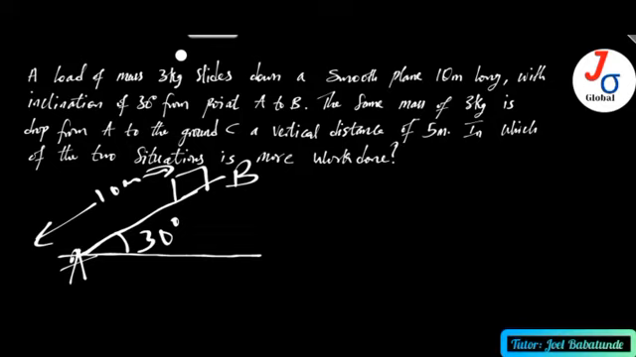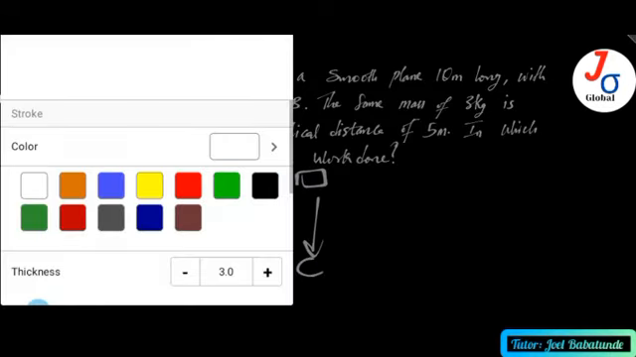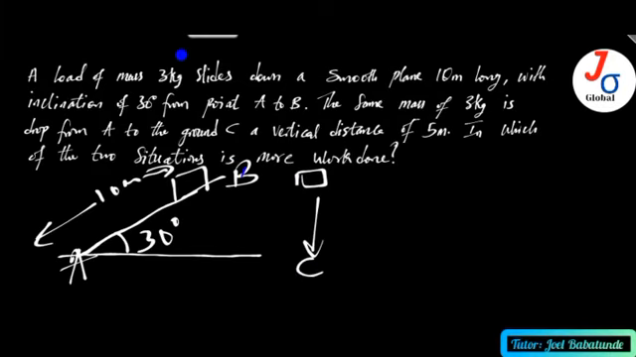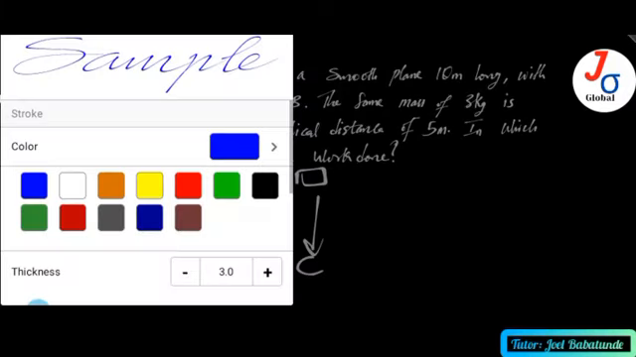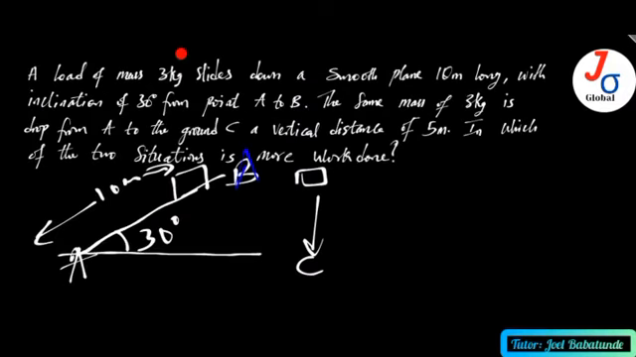The same mass is dropped from point. Sorry, if it's from A to C, that means this part has to be C. Then this is A. Pardon me. This is A. Let me use red. So this is A.